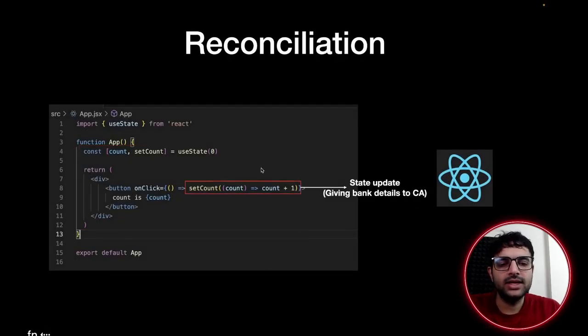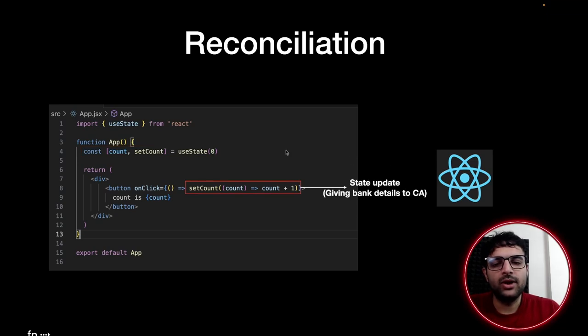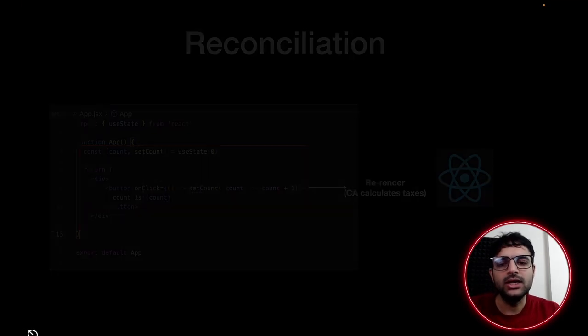And when you update the state, what are the three parts? This is the state, which is, let's say, the current bank details that I have. What is this? When I click on the button, state update, updating the bank details and giving them to the CA. Sorry, this is another bank. Or, here is another capital gain that I got from my property in Gurgaon. And then what happens when you call this? The CA recalculates the taxes, or React re-renders. What does re-rendering mean? It basically means this function gets called again. You can actually confirm that.